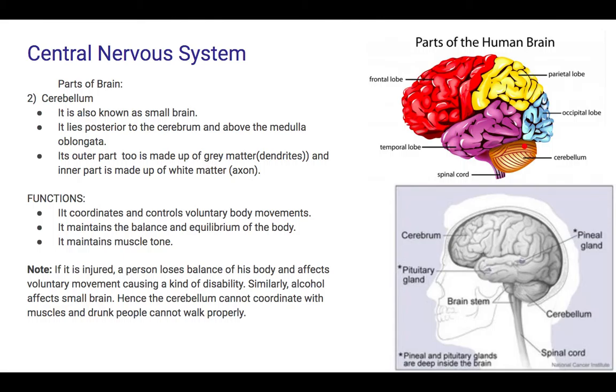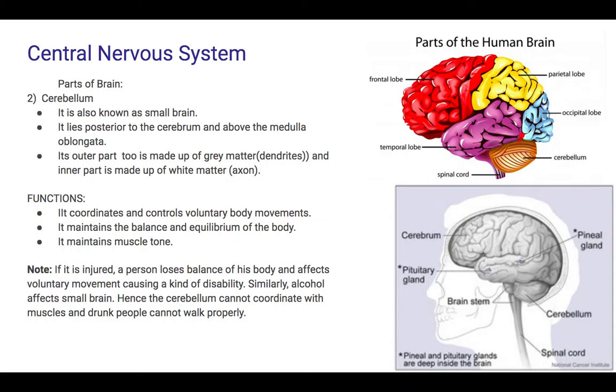And function is, it is related to the balance of body. That means it coordinates and controls our voluntary body movements. Suppose you walk, you jump, that is all controlled by this part of brain. And it maintains our balance and equilibrium of body. So it means you can walk by balancing your body because of this part of brain. And it maintains muscle tone, means coordinates the muscles.